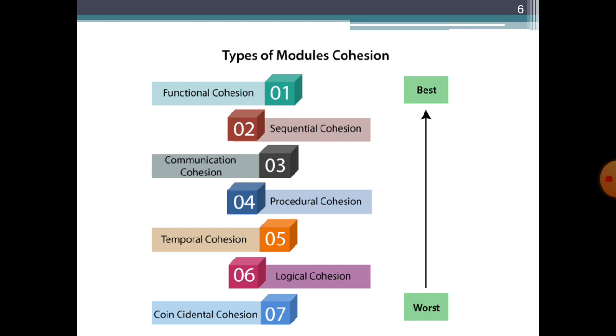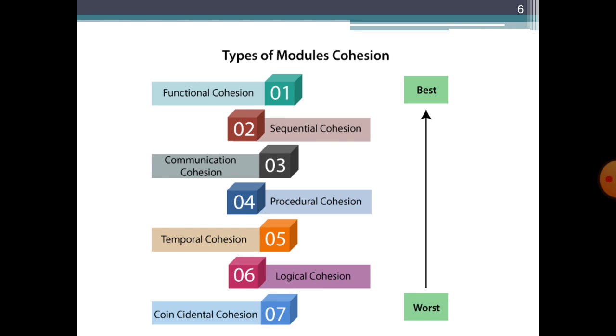The next one is temporal cohesion. What actually is temporal cohesion? Students, when a module includes functions which are associated by the fact that they must all be executed at the same time, the module is said to exhibit temporal cohesion.